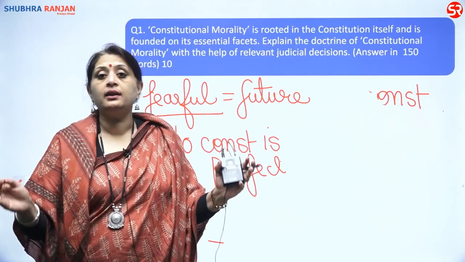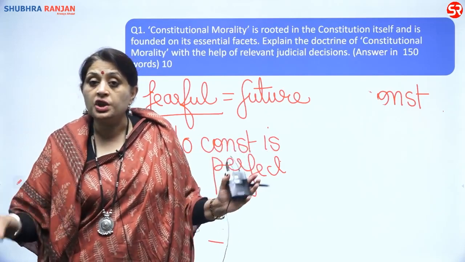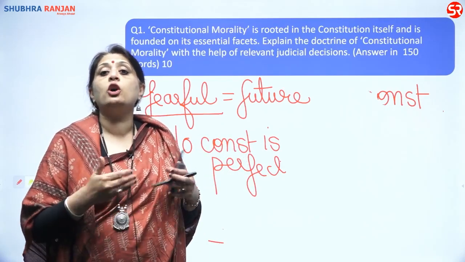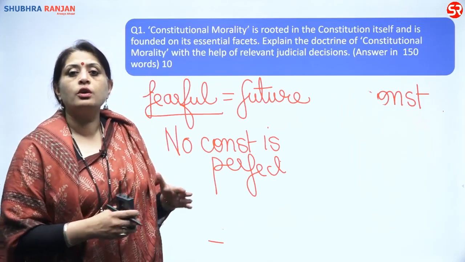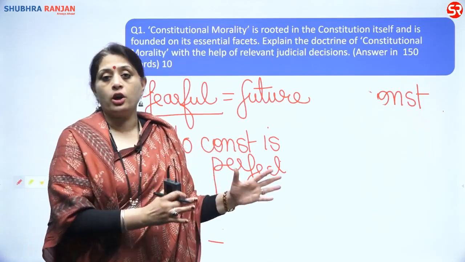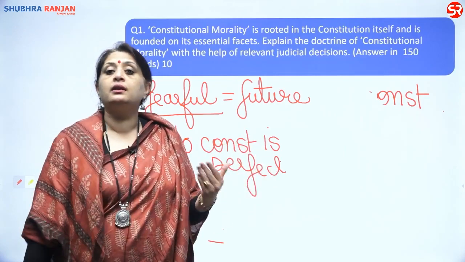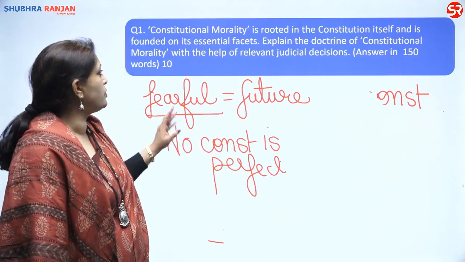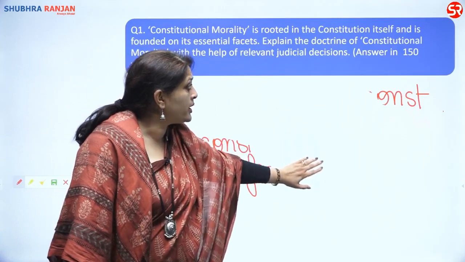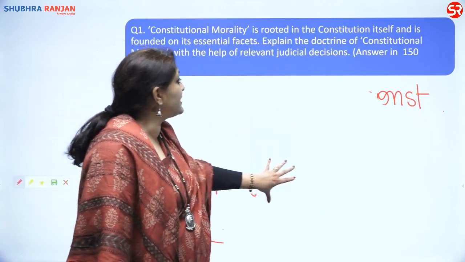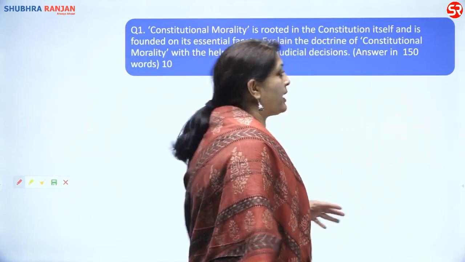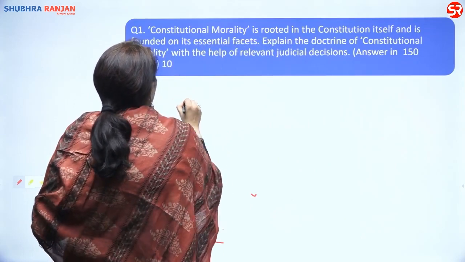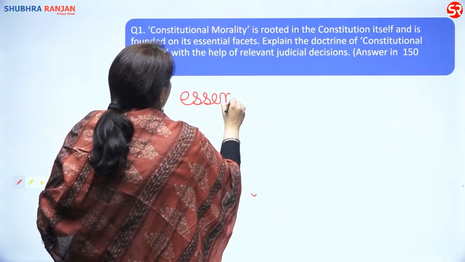And in India, if you have to institutionalize democracy, it is very important that we observe the Constitution or constitutional morality in this context. George Grote says that constitutional morality means having a reverence towards the Constitution. Now, what are the essential facets of constitutional morality?